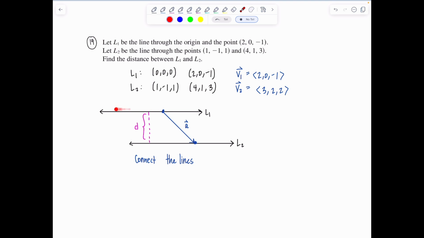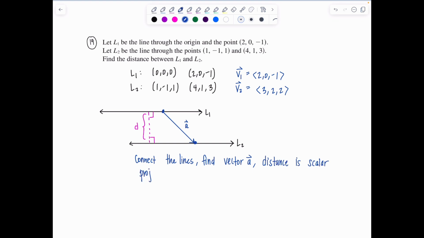be perpendicular to line 1 and perpendicular to line 2. I'll say it again, because this distance has to be perpendicular to both. So connect the lines, find vector A, and then the distance is the scalar projection of A along a vector that's normal to both of the lines. How can I find a vector that's normal to both of the lines? You cross their direction vectors. So find the scalar projection of A along the cross product of V1 and V2.